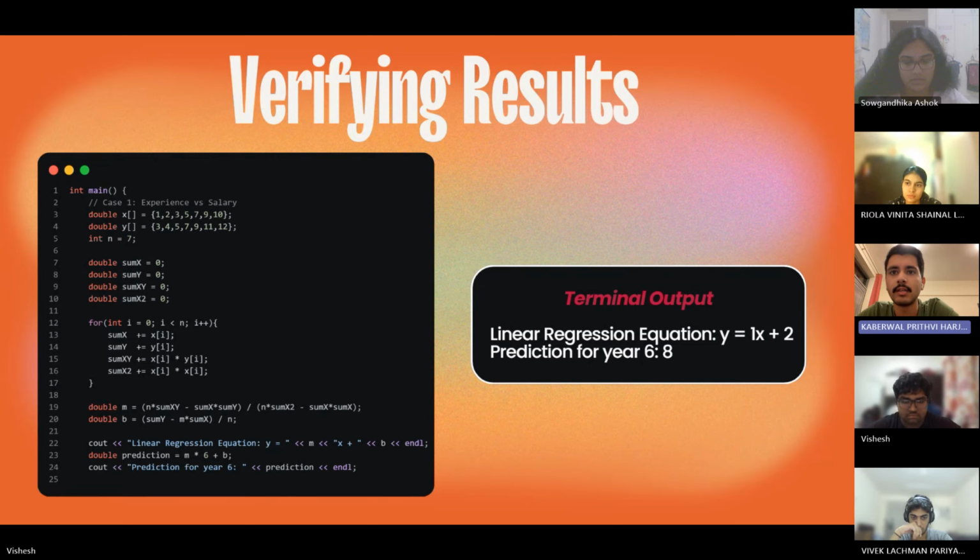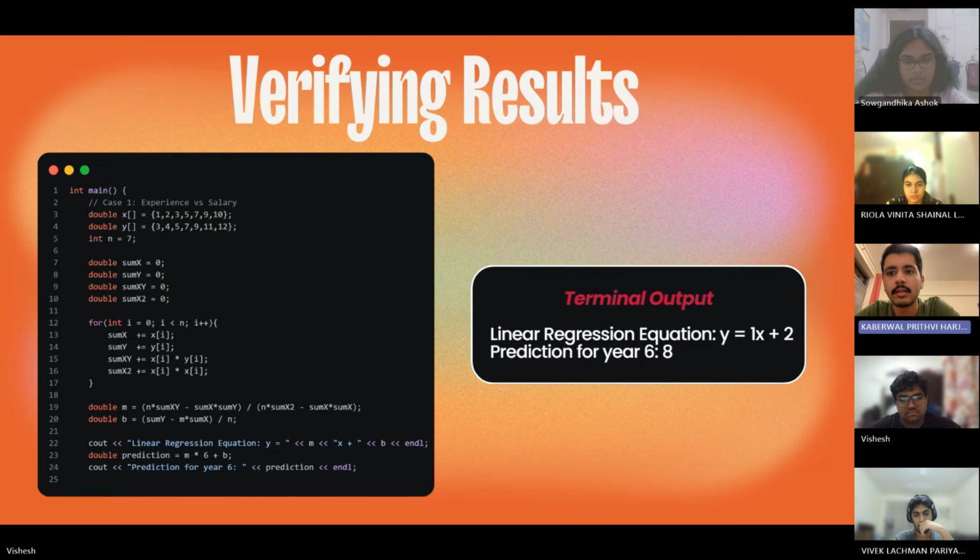So we initialize some values to 0. After that, we run a for loop to calculate the individual sums. You would remember that there was a summation of x, y, xy, and x squared. So that is done using the for loop and the sum statements. The formula that Sugandhika demonstrated for the final calculations is being put over here in the double m. m is equal to n times summation xy minus sum of x into sum of y. And that's the formula which has been put in the C++ code.